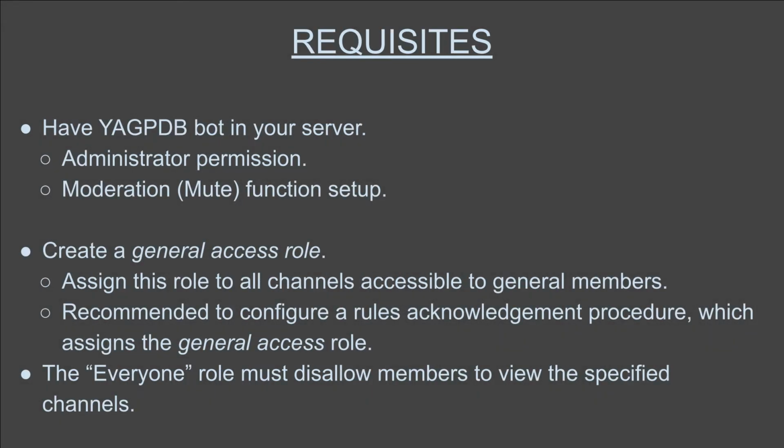And there are some requisites before you get started with this. One, you're going to need the YAGPDB bot in your server. It needs to have administrator permissions, and the moderation mute function needs to be set up. Also, you need to create a general access role. This is a role that, for all of the general channels on your server, the users will be able to use. You'll need to set up something that automatically gives them that role. And upon doing that, the everyone role needs to be disabled from all general server access channels.